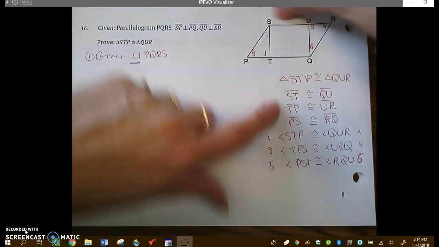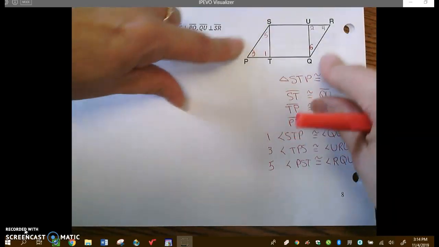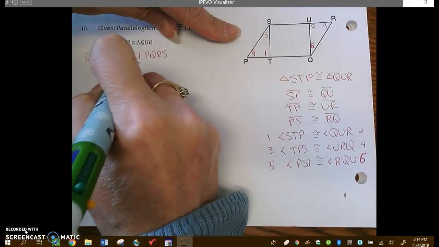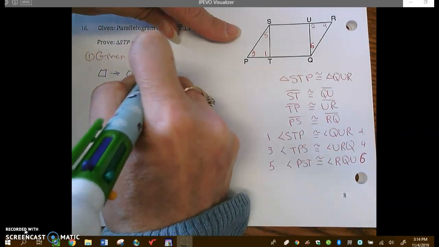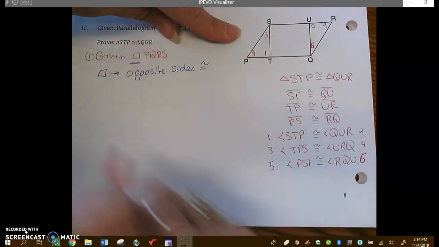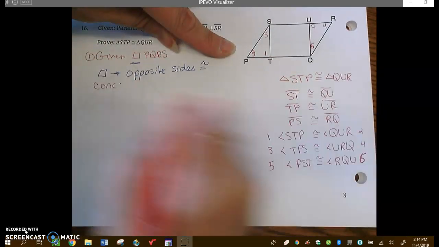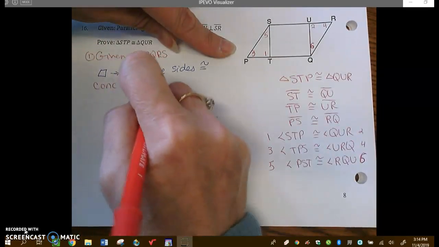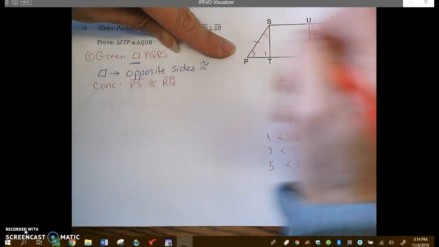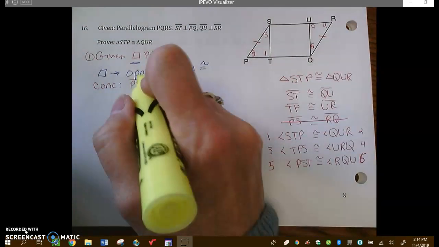So the top and bottom are congruent. That's not going to help us. But the right and left side, that will help us. So I can use if parallelogram, then opposite sides are congruent. And I can get a conclusion now that line segment PS is going to be congruent to line segment RQ. All right, congruent symbol, I'm putting my marking in my picture. I'm crossing it off. That's my first one.